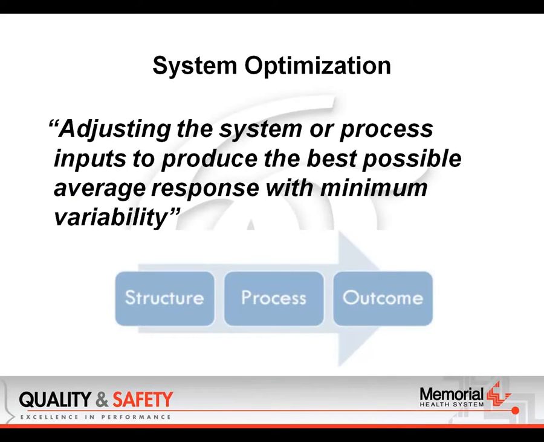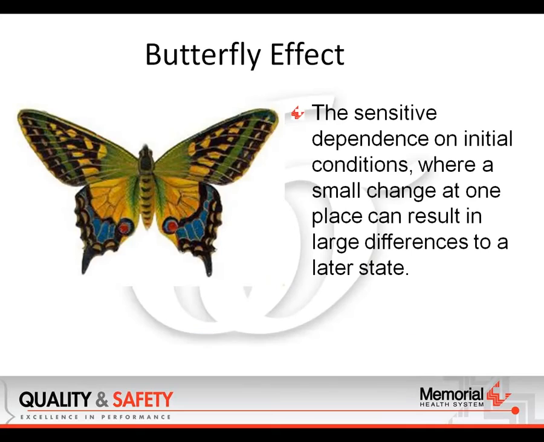So our philosophy on system optimization is developing a structure, the correct structure for the system, the processes within that structure, and using those to drive the outcomes, the Donabedian model, and adjusting the system or process inputs to produce the best possible average response with minimum variability.